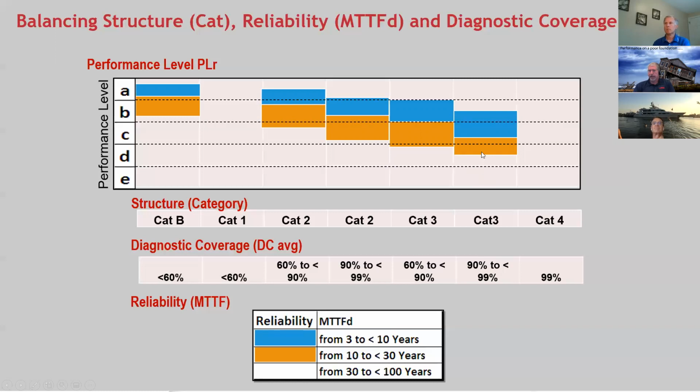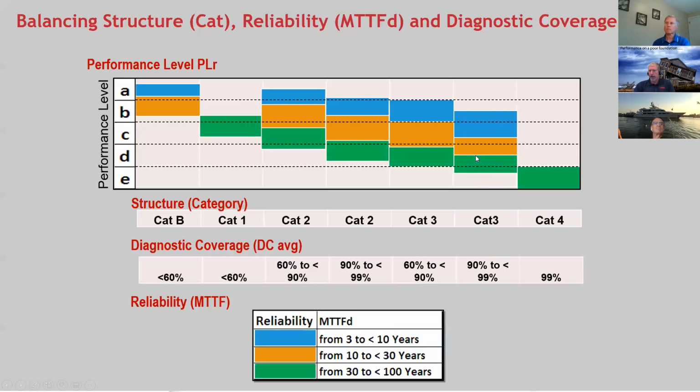with a Category 3 high diagnostic coverage. But it's still not guaranteed. There's some work to be done, right? If we use high quality parts, if we use anything from 30 to 100 year MTTFDs, mean time to failure dangerouses, and we have good diagnostics or high diagnostic coverage, or even lower diagnostic coverage, PLd is achievable in a more readily achievable fashion, right? Easier to get there, if you will. So that's kind of how that plays out.